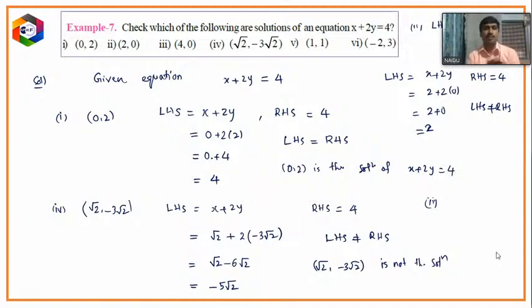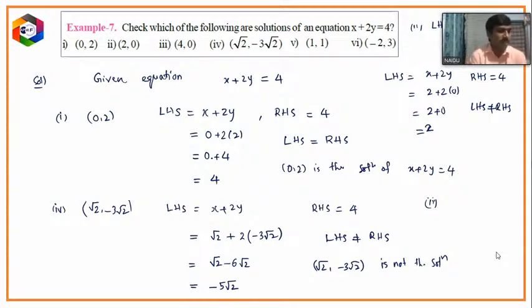The remaining questions I am doing orally, and later on after completion of the class, children, please once again try to do this question. And x value upon substituting for 4 plus 0 is equal to 4. Therefore, by seeing that, it will be the solution.